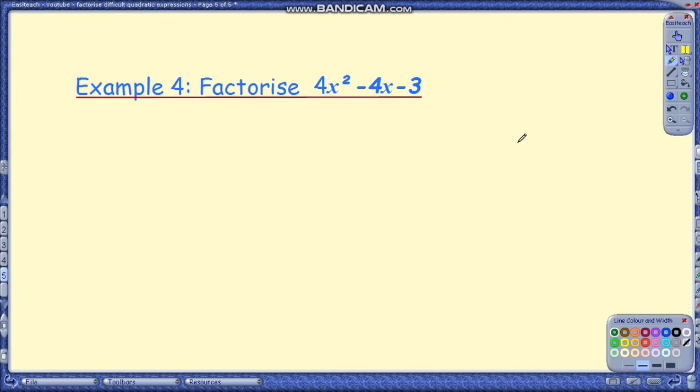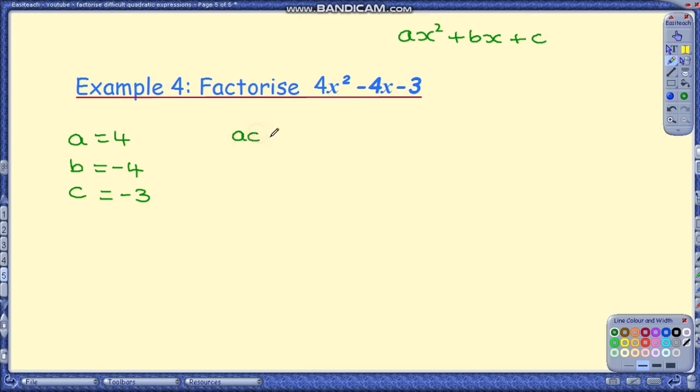Okay, and this is our very last example. If by now you've understood what you're doing, have a go at this. But please be careful, there are 2 negative terms here. So again, that's how a quadratic expression looks, where a is the coefficient of x squared, b is the coefficient of x, and c is your constant. So step 1, we'll identify a, b, and c. So a is 4, b is -4, be careful, and c is -3.